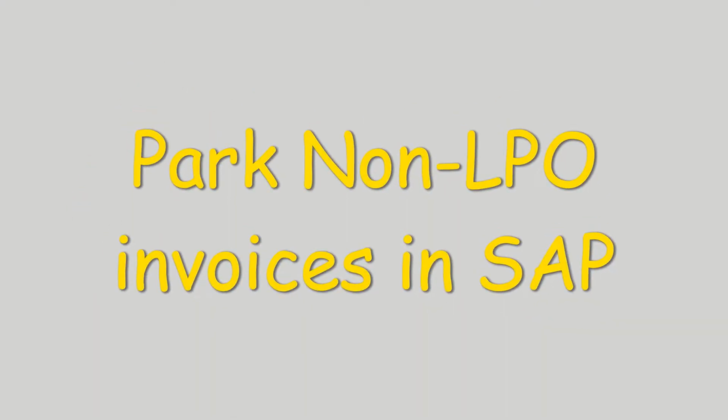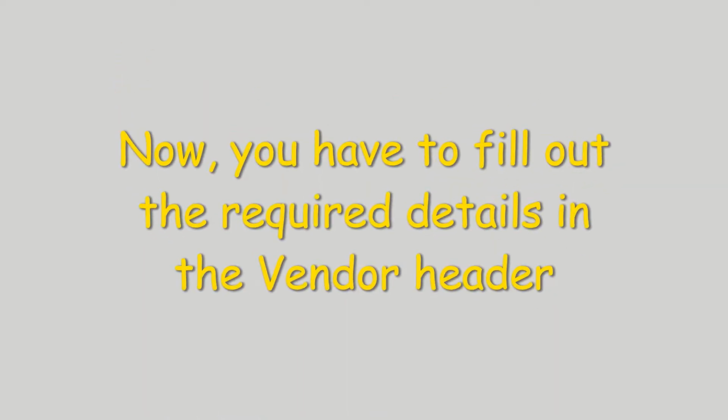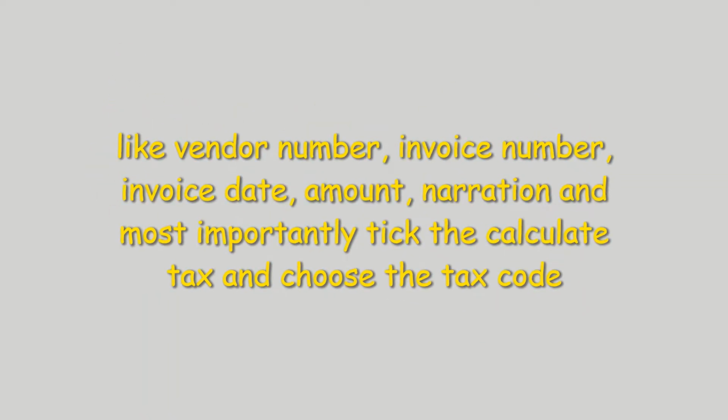Topic number 2. How to park non-PO invoices in SAP. You have to go to T-code FV60. If you enter it, it will open the window for this T-code. Now you have to fill out the required details in the vendor header, like vendor number, invoice date, amount, narration, and most importantly, tick the calculate tax and choose the tax code.